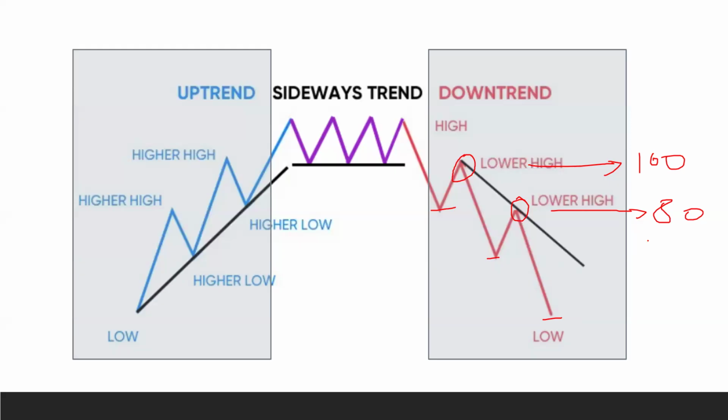Even if you're not understanding, don't worry. When you see it in the actual chart, you will understand this. Just understand the concept first. There are three kinds of trends: uptrend, downtrend, and the third one is sideways.